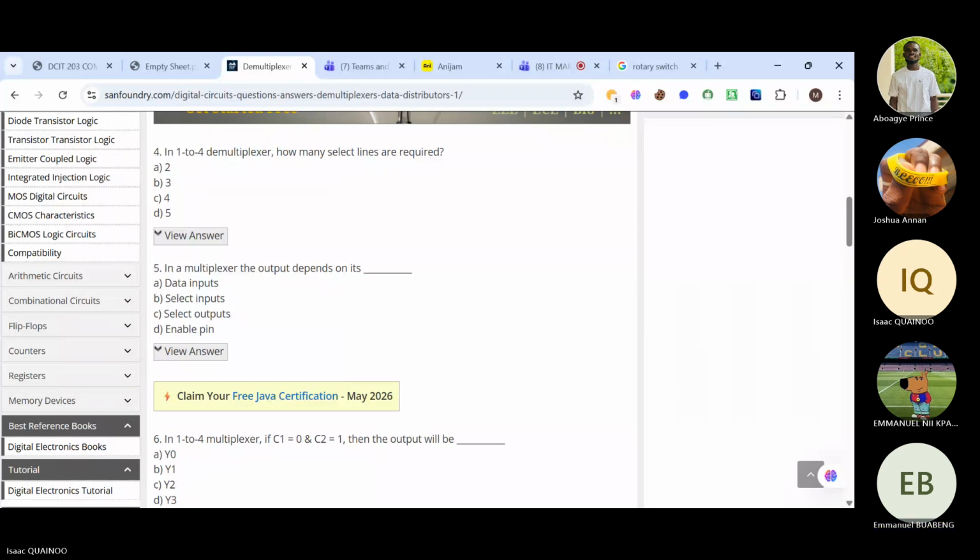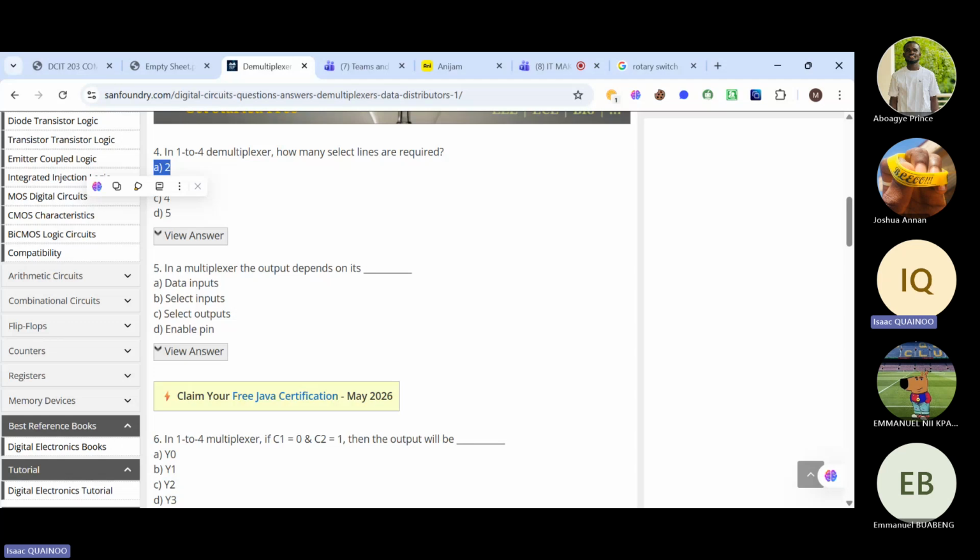A. 2. Come in. 2, right? All right, so 2 is correct, right? Okay. So we use 2 raised to the power n, right? And then in this case, 2 raised to the power 2 will give us our output, or you can take our output and take the square root of it. You'll get our corresponding input, which is 2.